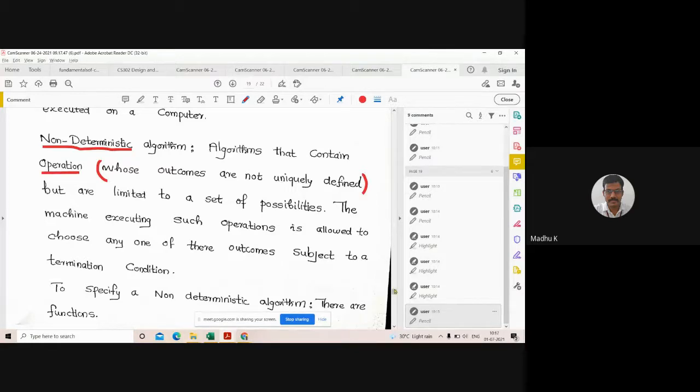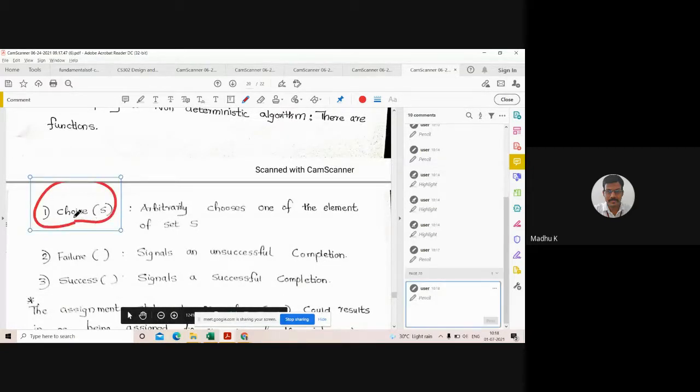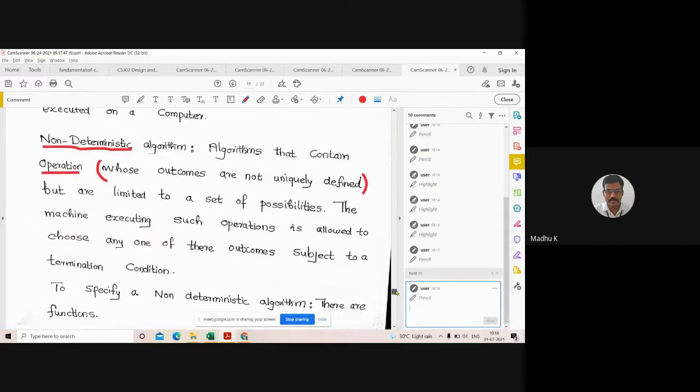For example, you can define this type of operation: choice of S. Choice of S is an operation. It is used to select any one of the solutions from the set of solutions. There will be an operation like that in the non-deterministic algorithm. So an algorithm that contains operations whose outcomes are not uniquely defined but are limited to a set of possibilities, that type of algorithm is called a non-deterministic algorithm.